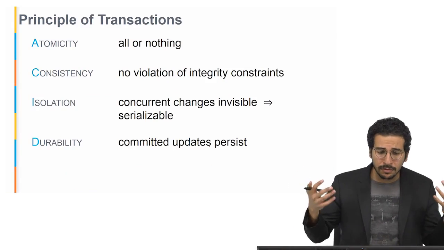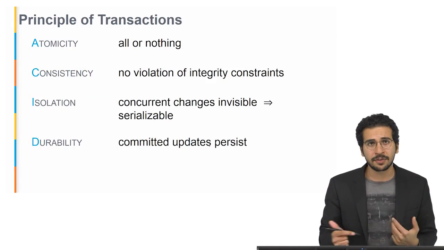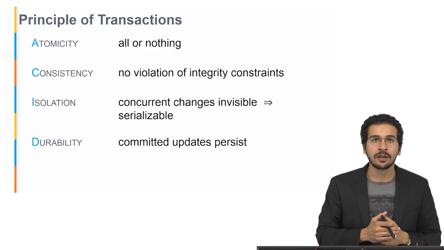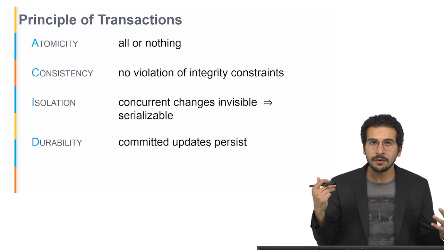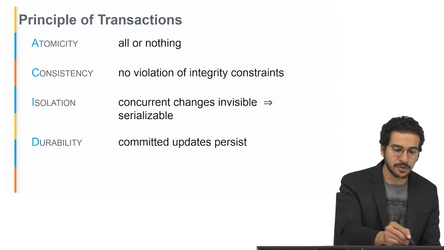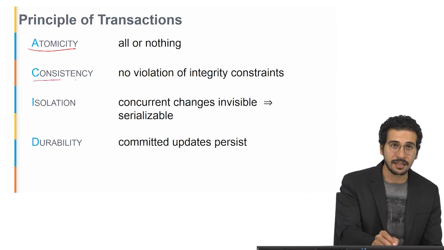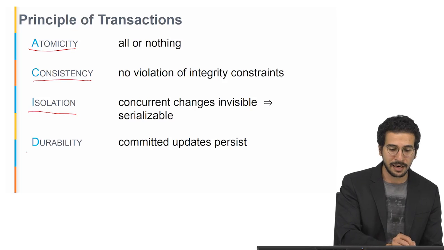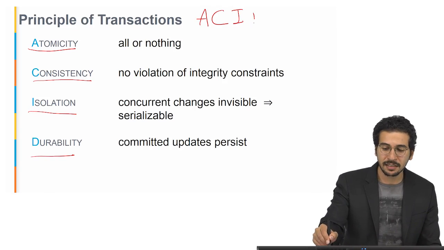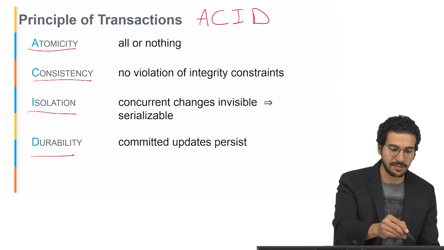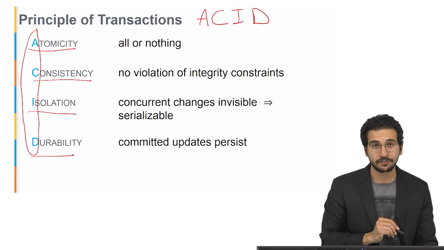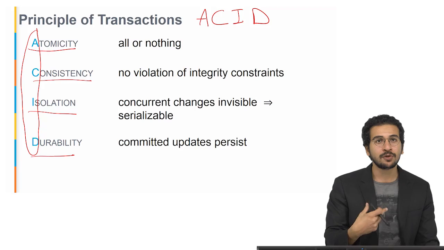So to achieve all these requirements of a transaction and do concurrency control in database systems, there are four main principles of transactions. The first principle is called atomicity, consistency, isolation, and durability. And we call these the ACID properties of transactions. It's ACID because it's an acronym for atomicity, consistency, isolation, and durability. And now we're going to see what each one of them means.